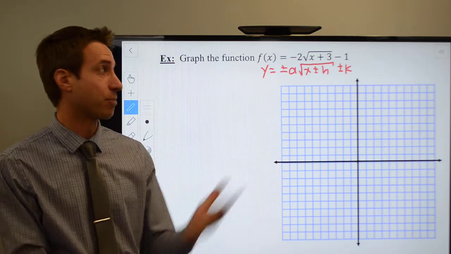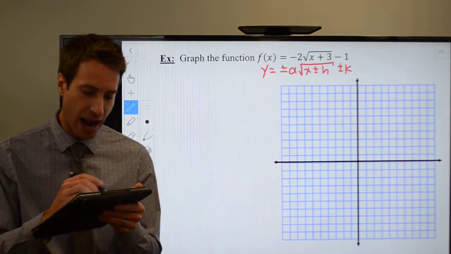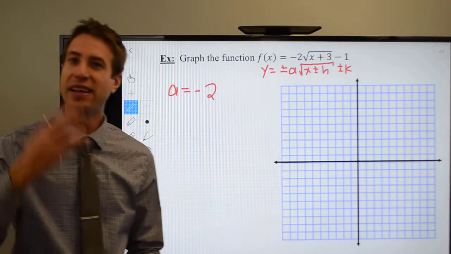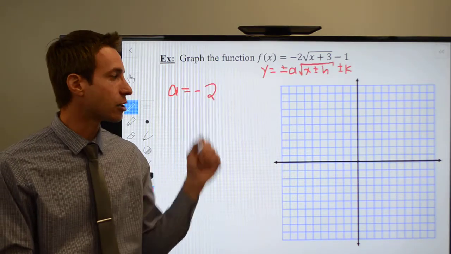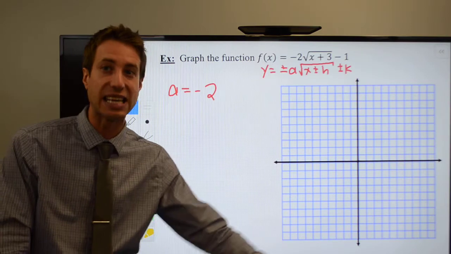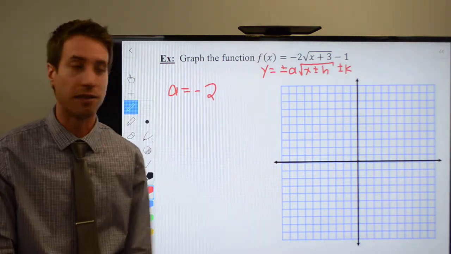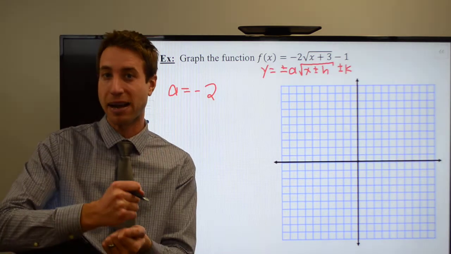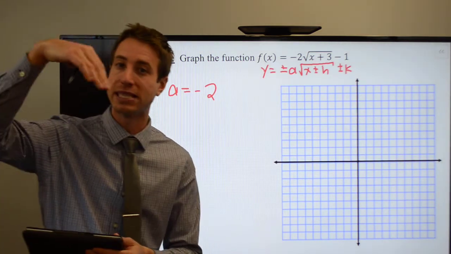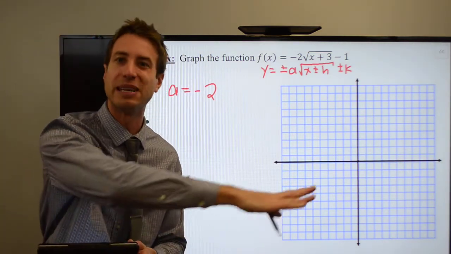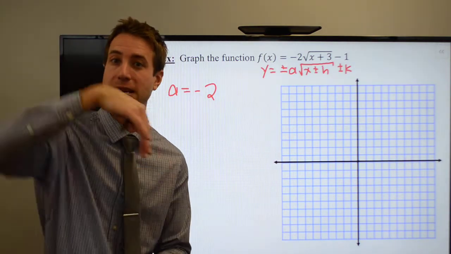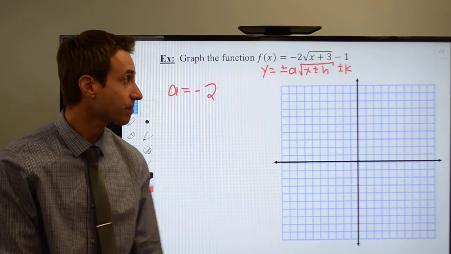And so now I can pretty easily tell that I have an a that is equal to a -2. That tells me two things. First, that tells me that my radical is going to open down underneath of the x-axis. It also tells me, since 2 is greater than 1, I'm going to have a vertical stretch, which means that my radical function is going to be a little bit deeper, right? That slope, that arc is going to be much steeper.